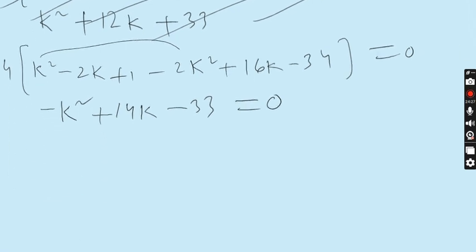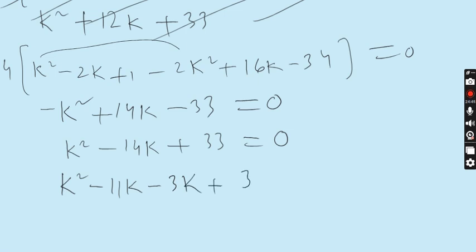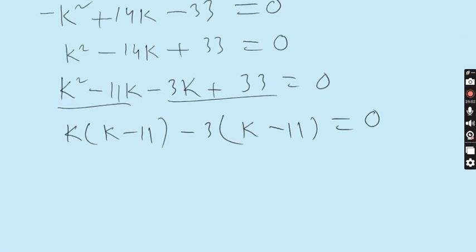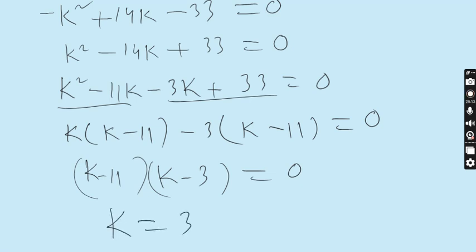Multiply the whole equation by negative 1, so it will be k square minus 14k plus 33 is equals to 0. This is a quadratic equation, can easily solve by using the middle term break method. So 11 3s are 33, 11 plus 3 is 14, k minus 11, k minus 3 is equals to 0. So k minus 11, k minus 3 equals to 0. k is equals to 3 or 11 is our answer.